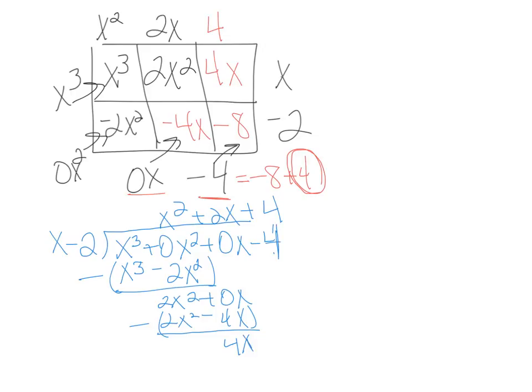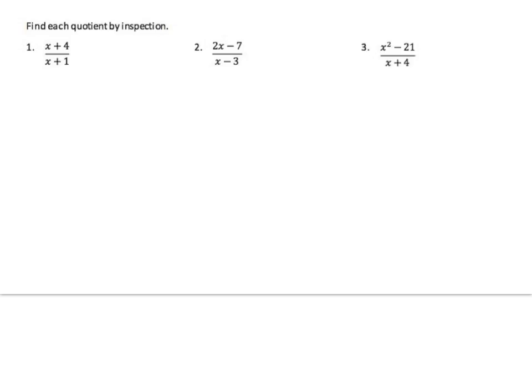Let's see. Multiply through: 4x minus 8. Subtract, and I have positive 4 as the remainder. We got the remainder 3 ways. Very exciting. Okay, there are 10 example problems that you can do. So I'm going to work through each of them.